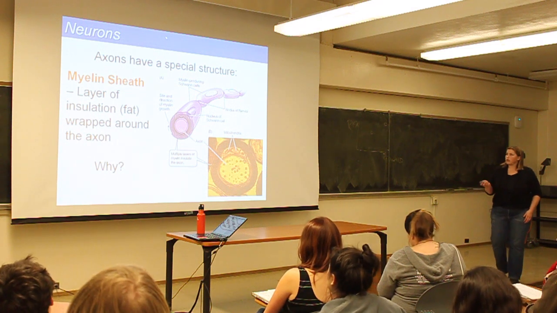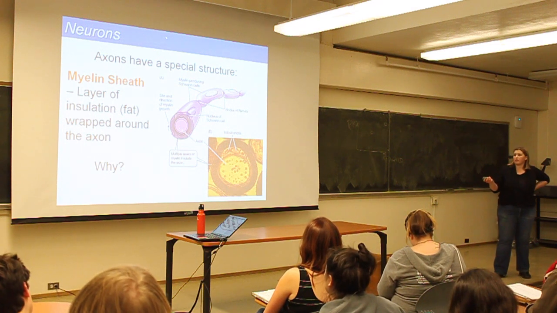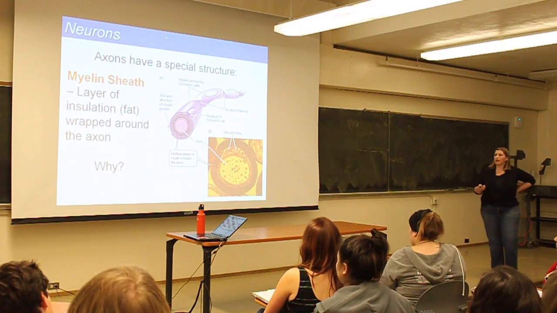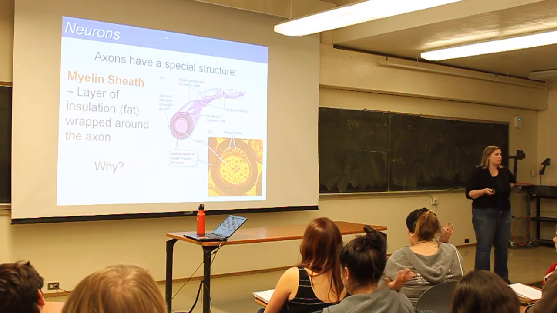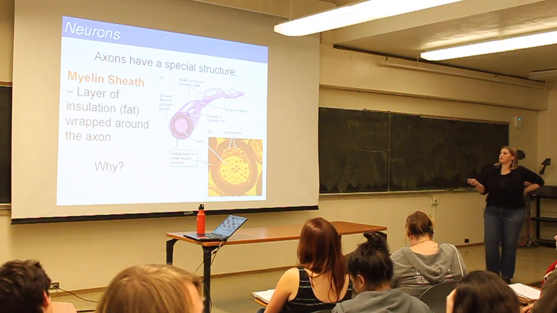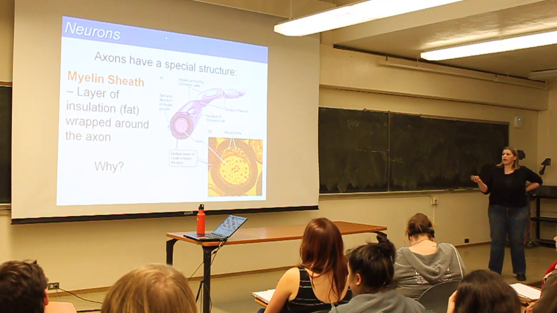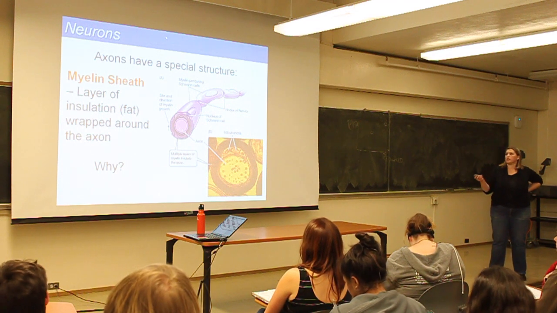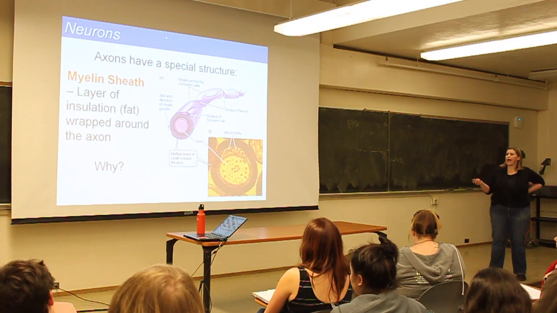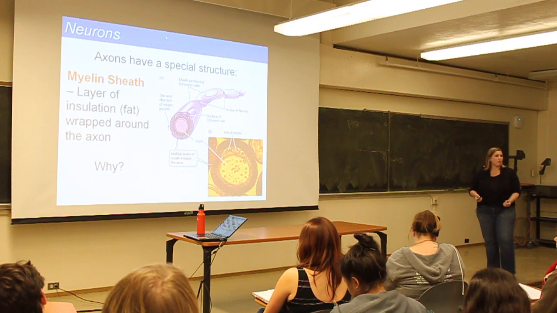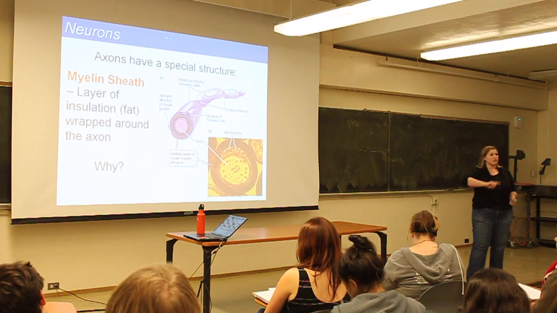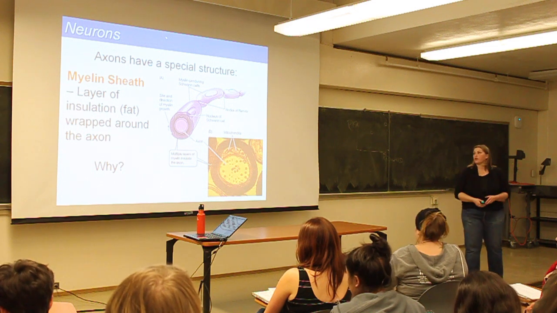Okay, so I wanted to point out a special structure of the axon, and that is something called the myelin sheath. How many of you have heard of the myelin sheath? Okay, great. So the myelin sheath is basically a layer of fat or insulation that is wrapped around the axon, which is the part that's coming out of the cell body. It's the part that takes the signal away from the neuron.